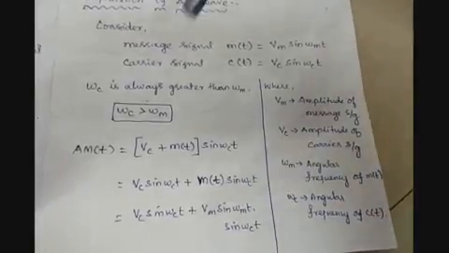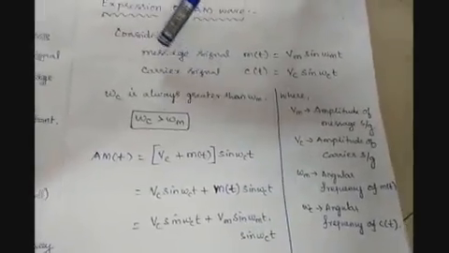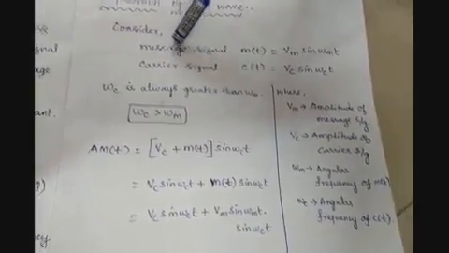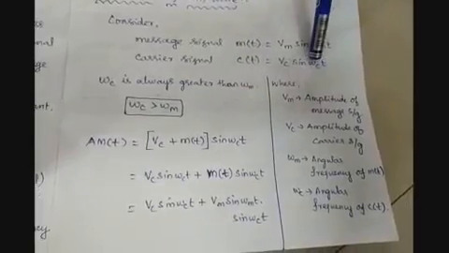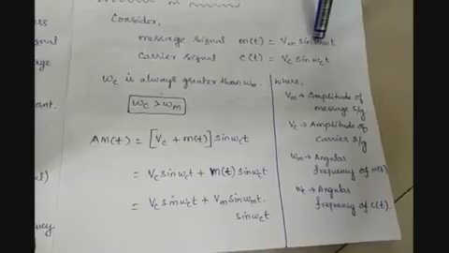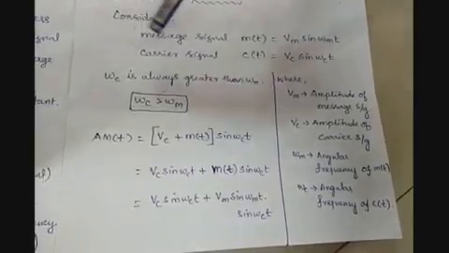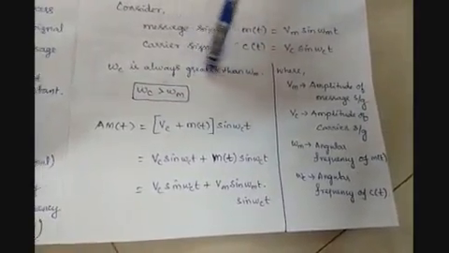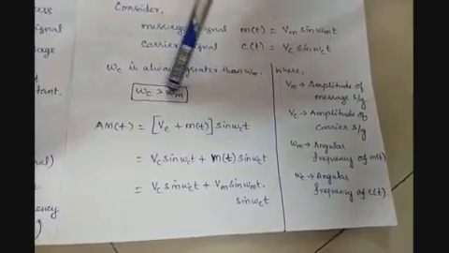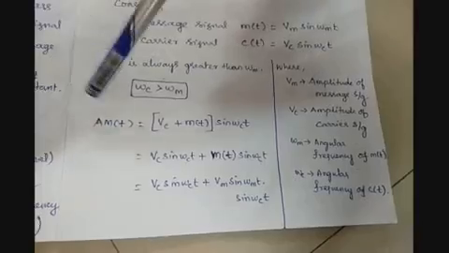Generally we know the carrier signal is a high frequency signal and the message is low frequency, which means omega c is always greater than omega m, right? So that is what is given here. Omega c is always greater than omega m, remember.